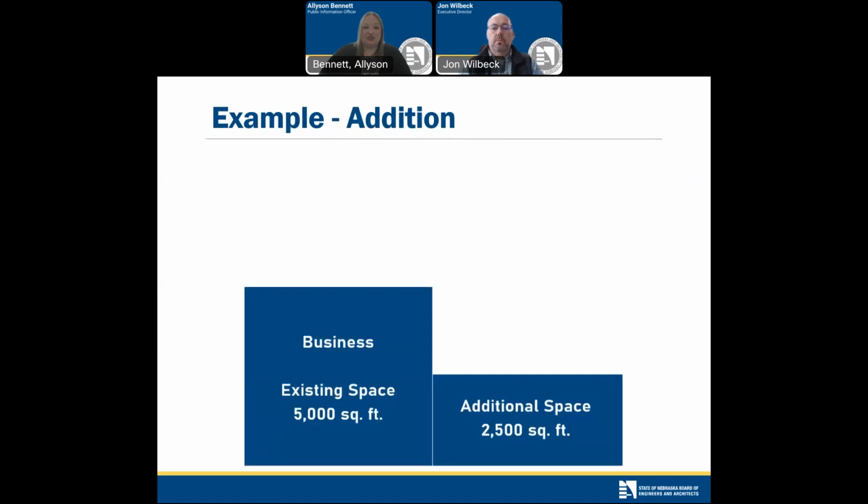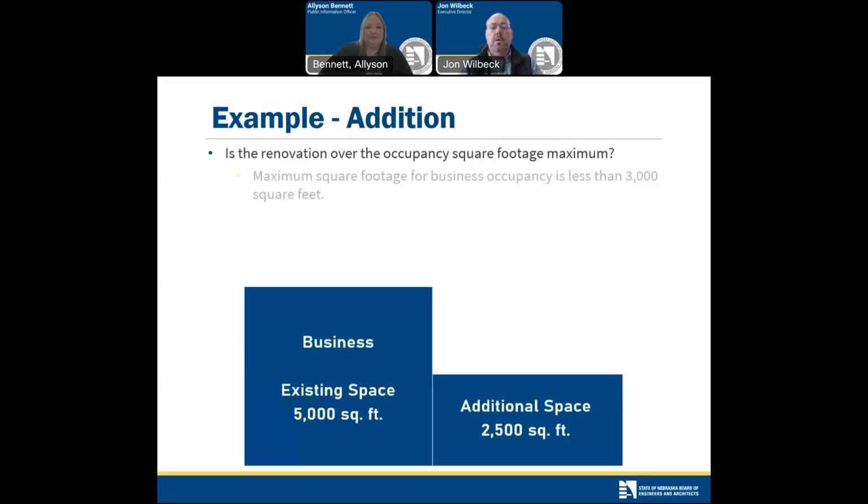So next we're going to look at additions. Here we have a 2,500 square foot addition to a 5,000 square foot building classified as a business occupancy, and the additional space is going to be classified as a business occupancy as well. So is the addition over the occupancy square footage maximum? Maximum square footage for a business occupancy is less than 3,000 square feet. Since this 2,500 square foot added space is going to be built with its own structural support in mind, it's going to have separate mechanical, electrical, and no changes to egress. And so with that information, a design professional may not need to be involved.